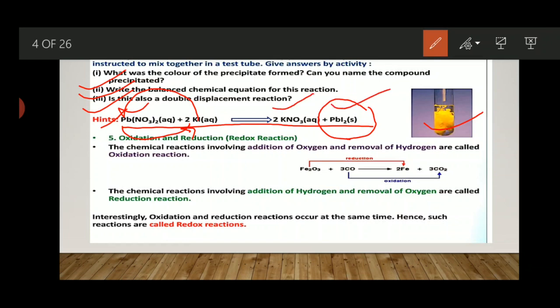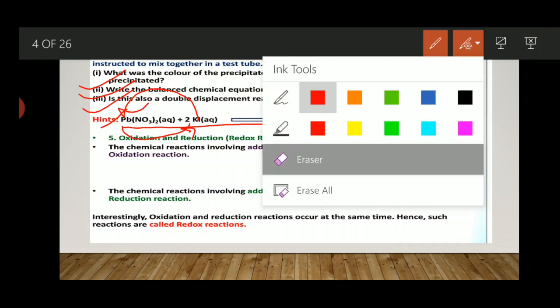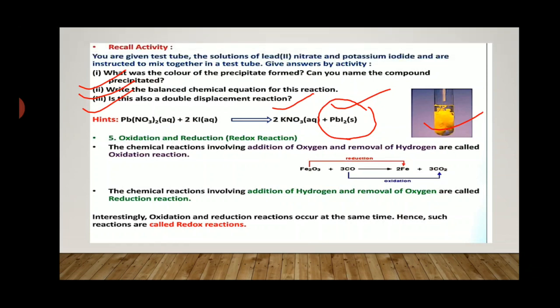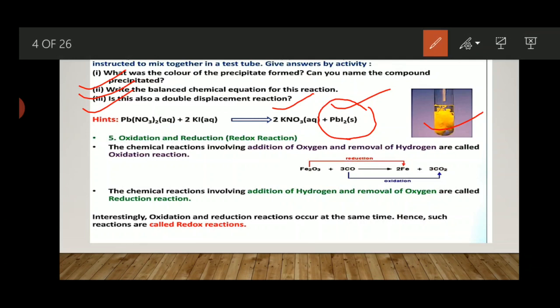Now, let's study one more type of chemical reaction, or basically we can say a process, that is oxidation and reduction. In simple language, when both processes take place simultaneously, then that process comes in the category of redox reaction. So let's just start. What is oxidation and reduction? See, first thing, let me explain what is a redox reaction.